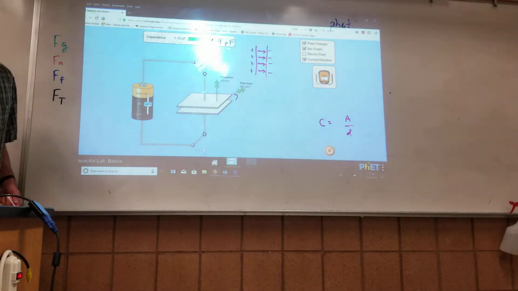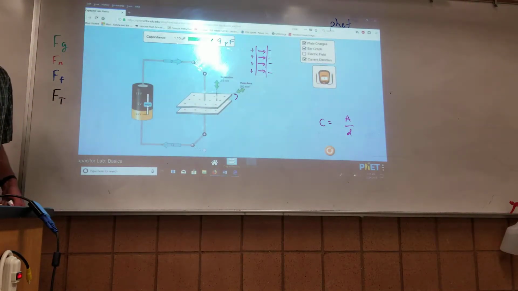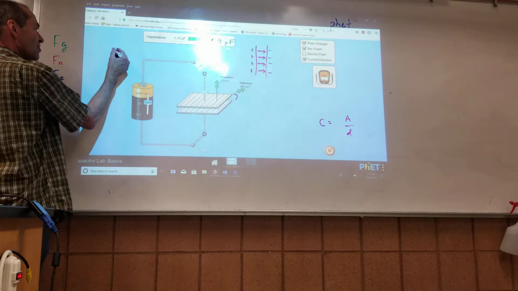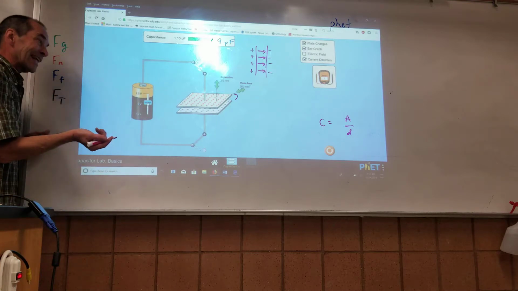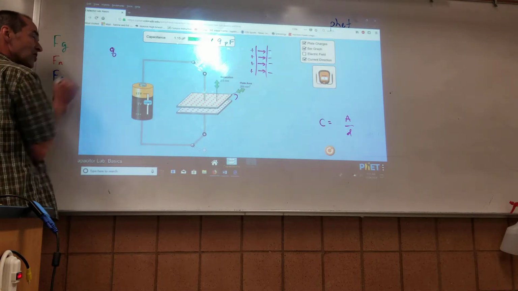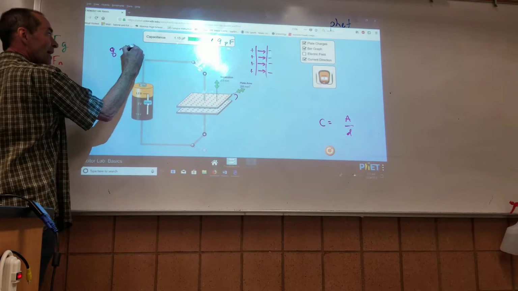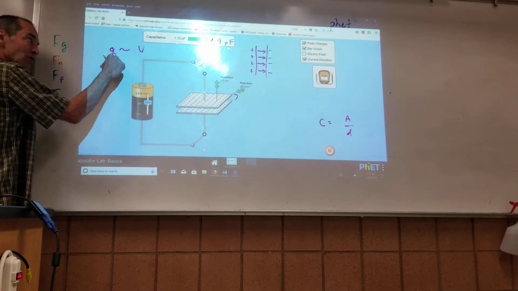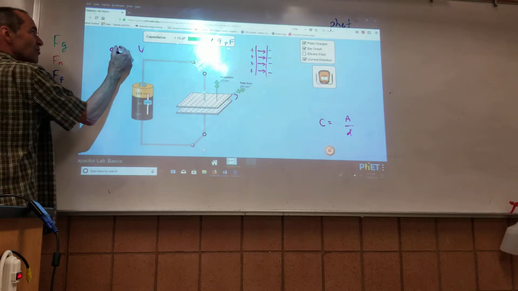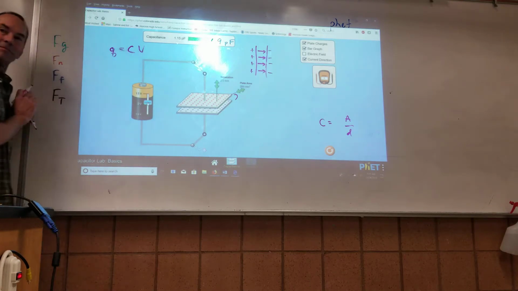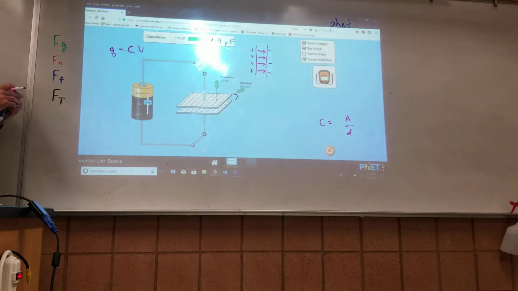You can see that as the voltage goes up on the battery, the number of charges goes up. And as the voltage goes down, the amount of charge goes down. It turns out that it's linear, I should say. The amount of charge that you see is going to be directly proportional to the voltage. More charge, more voltage. Less charge, less voltage. The constant of proportionality is C, which stands for the capacitance.